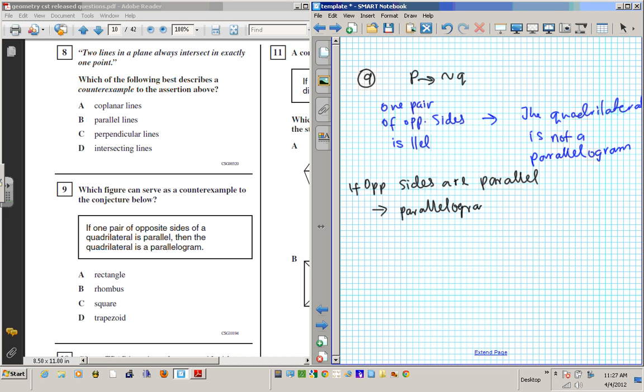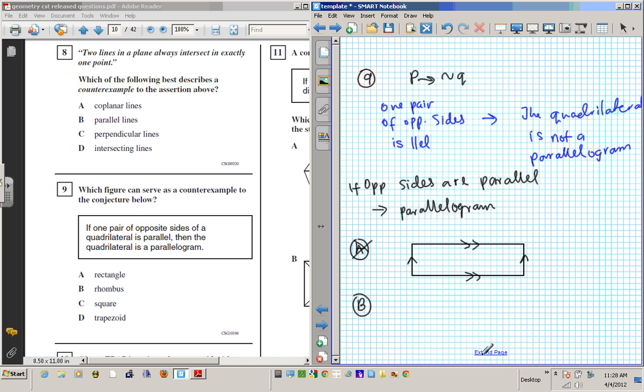Now let's look at these cases. A, the rectangle. Is a rectangle a parallelogram? Let's go over definitions real quick. Are opposite sides parallel? Absolutely. This side is parallel to this side, and that side is parallel to that side. This qualifies as a parallelogram. It has one pair of parallel opposite sides but is still a parallelogram. This is not a counterexample. A counterexample is a quadrilateral with one pair of parallel opposite sides that is not a parallelogram. So scrap A.